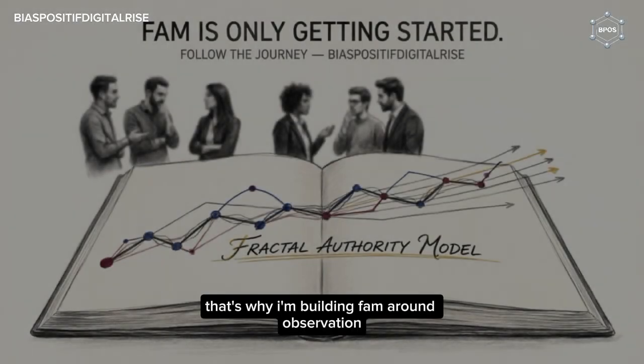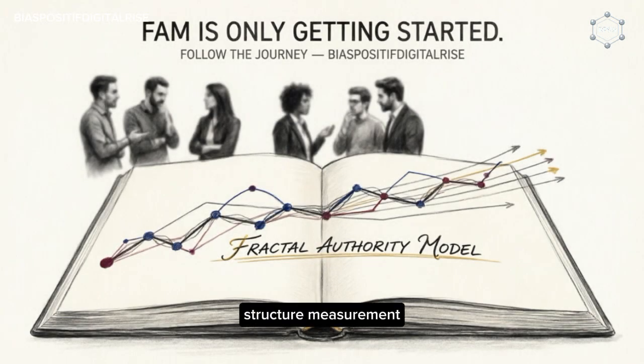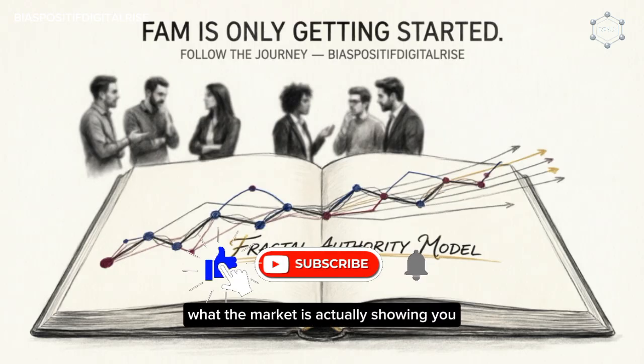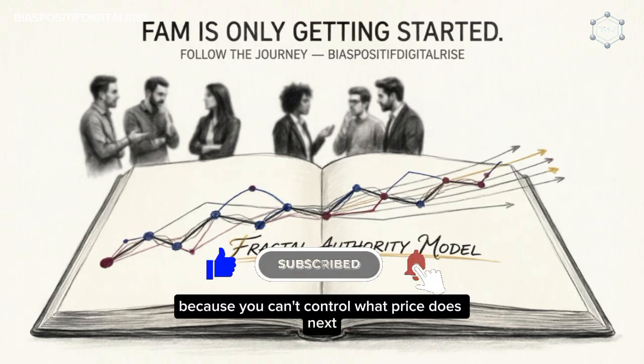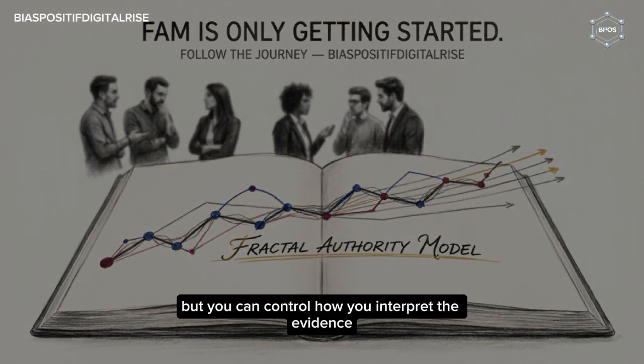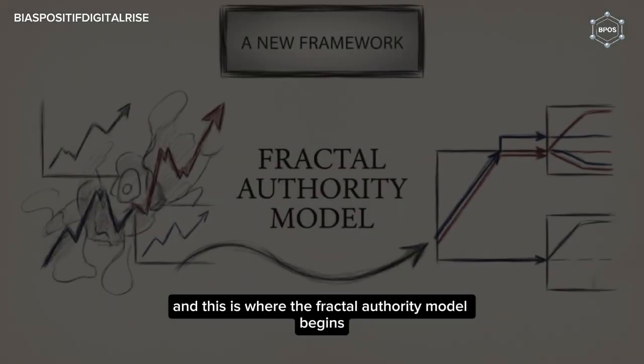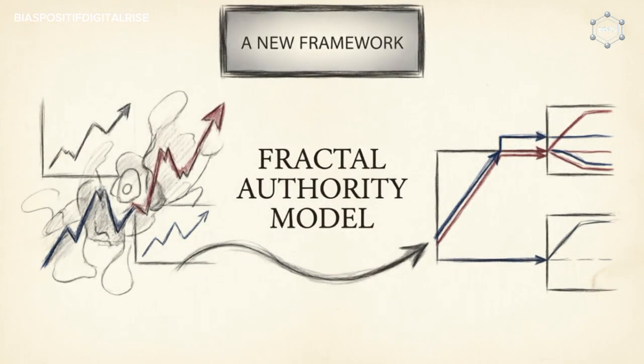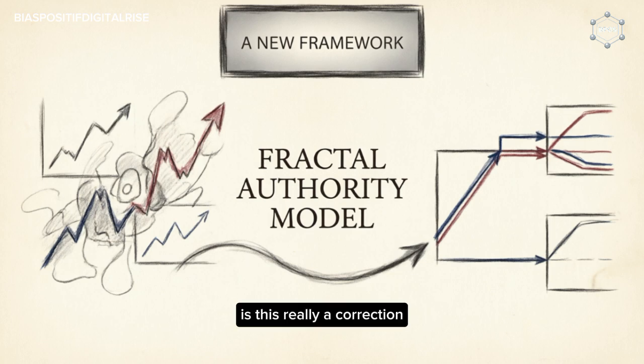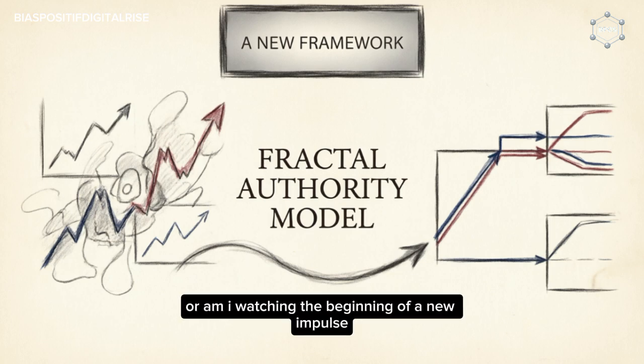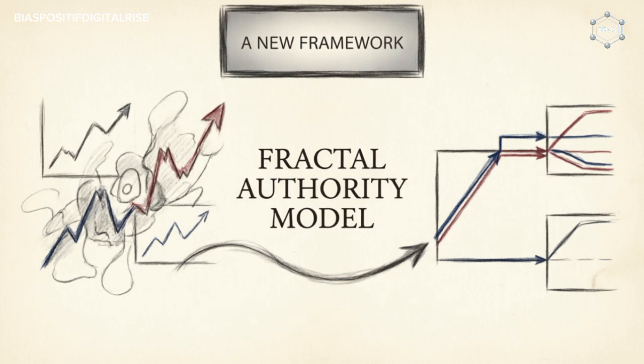That's why I'm building FAM around observation, structure, measurement, and logic. Not prediction, not hope, not hype, and not blind dependence on indicators. The goal is to understand what the market is actually showing you, because you can't control what price does next, but you can control how you interpret the evidence. And this is where the Fractal Authority Model begins, with one simple question. Is this really a correction, or am I watching the beginning of a new impulse?